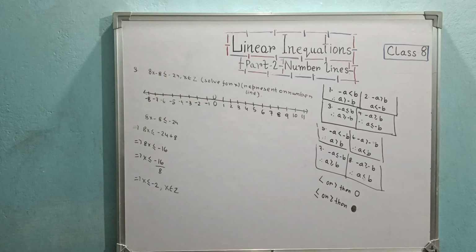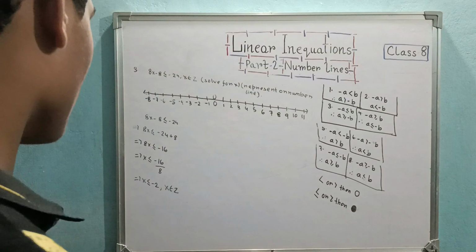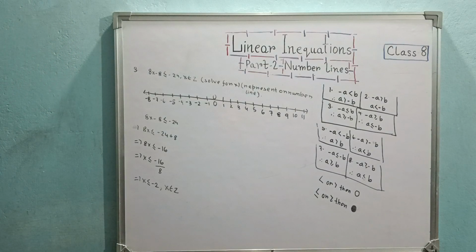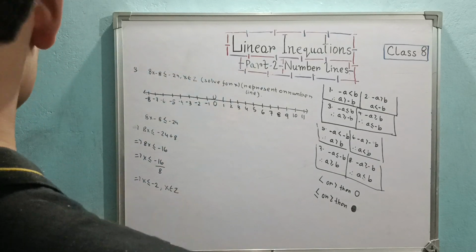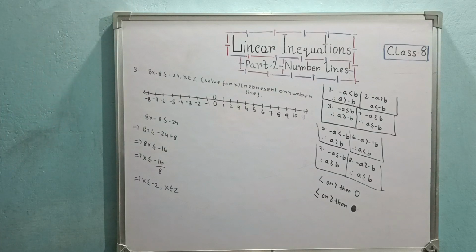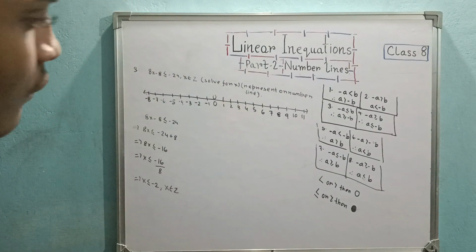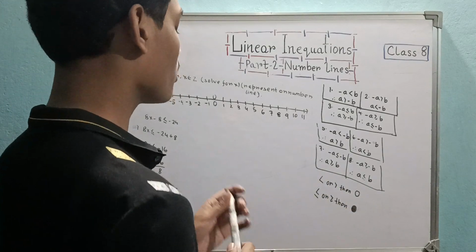That is the solution. Now you tell me, x is equal to minus 2, that is an integer, and x less than minus 2. How many integers are there less than minus 2? Minus 3, minus 4, minus 5, and it keeps going on endlessly. There are endless integers less than minus 2, so this is an endless set. So we will have to use the system of darkened circle or hollow circle.